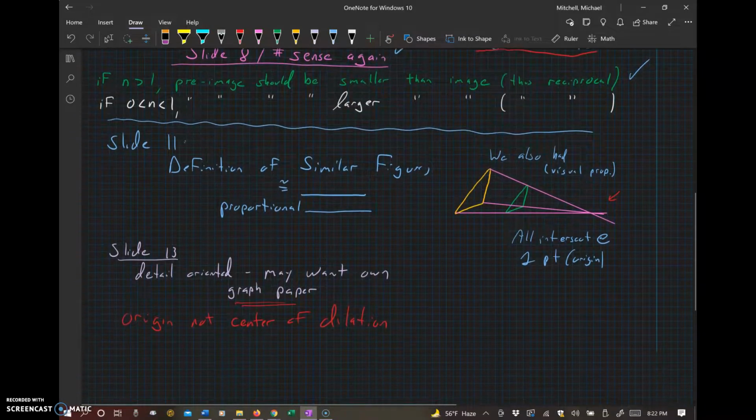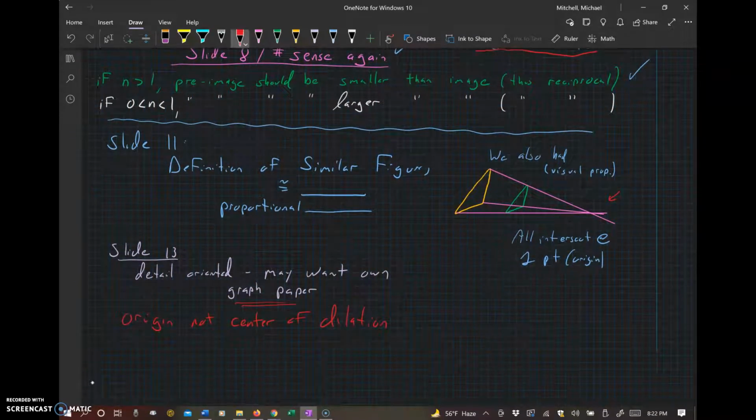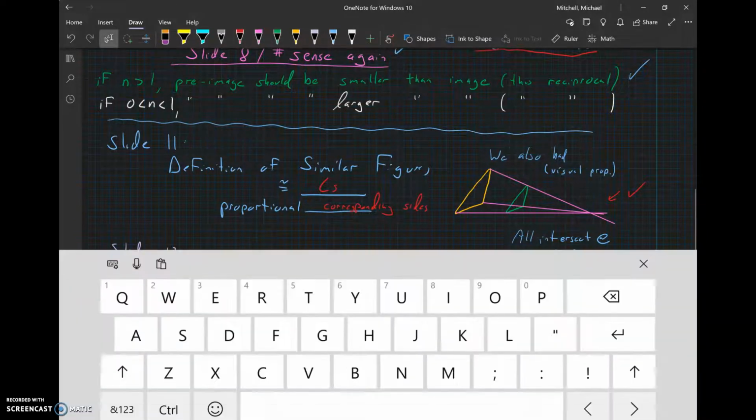Slide 11, definition of similar figures. Don't forget the angles. Corresponding angles need to be congruent. For proportional, that's going to be the corresponding sides. That's where a lot of our math work comes in. We have this little property over here some of you like for similar figures. We don't really use that in here. It's more of a drawing one. You can see it in some of the diagrams.